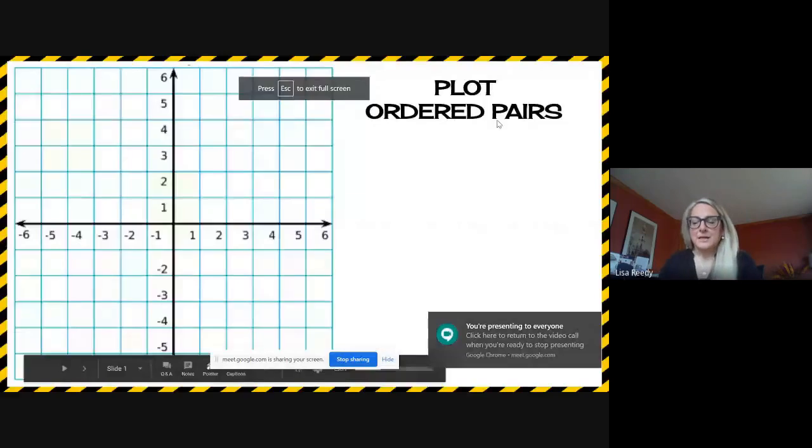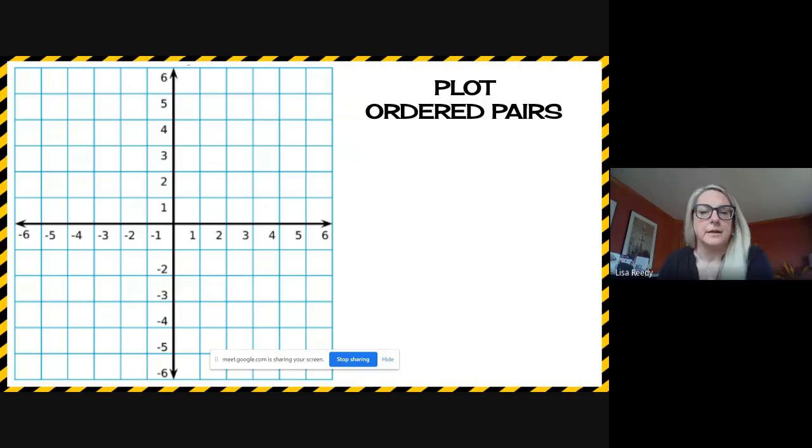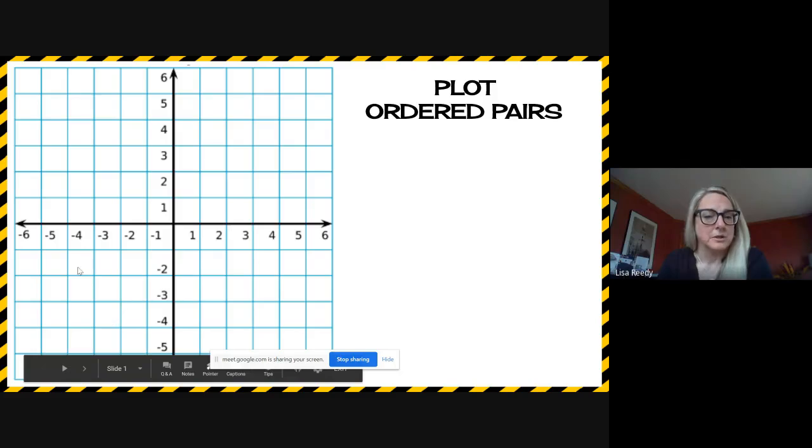Okay, so the first thing we want to do is go over plotting ordered pairs. So we're looking at a coordinate grid. The coordinate grid has 4 quadrants. This is the first quadrant right here. It's the positive and positive side. So this is quadrant number 1. This is quadrant number 2. Bottom left is quadrant number 3. And the bottom right is quadrant number 4.